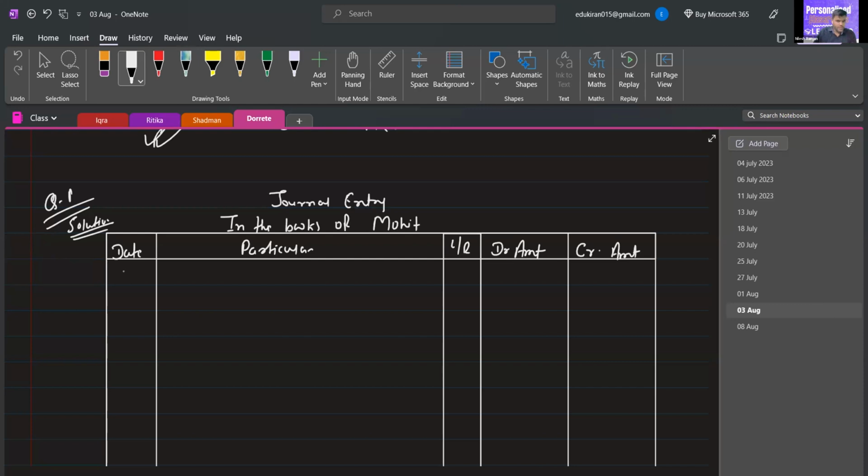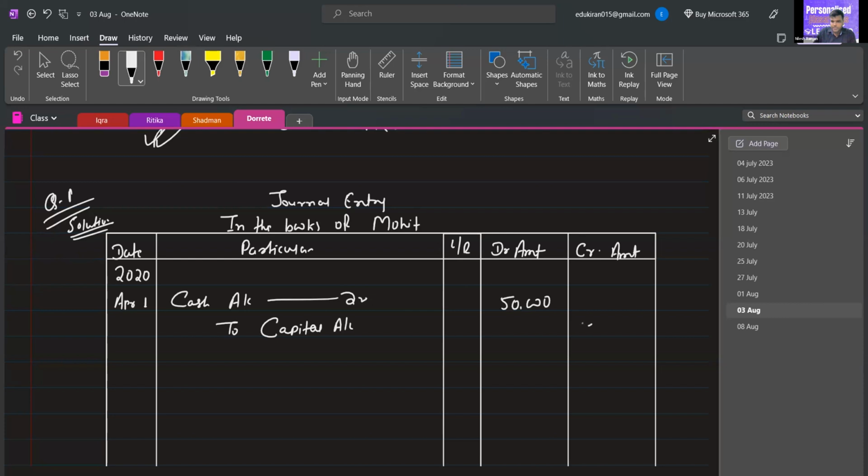Now, the year starts in 2020. First transaction is on April 1st. Business has started with capital. So the entry will be cash account debit to capital account. Yes, sir. Okay. So the amount is 50,000.